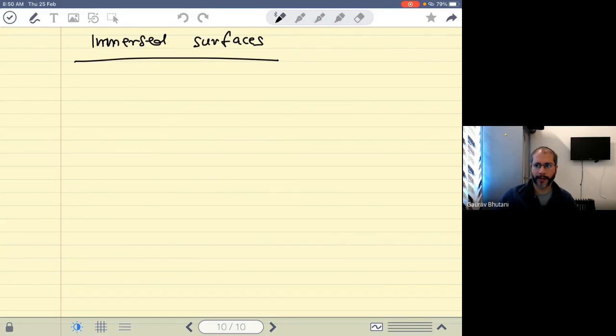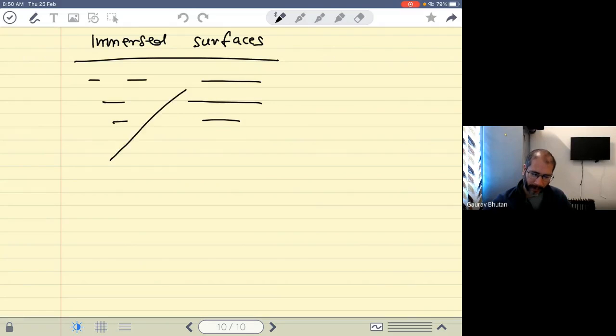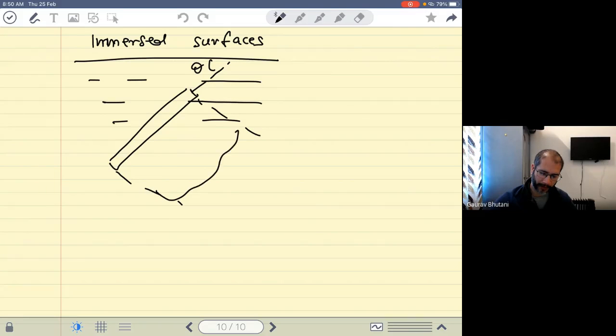We analyze immersed surfaces because we're interested in the design of ships or submarines, which are quite common applications of fluid statics. So if we have an immersed surface at an angle, okay, so this angle at which the surface is immersed is theta, and of course this is the side view. If I was to look at the plan view, then the surface could have an arbitrary shape.